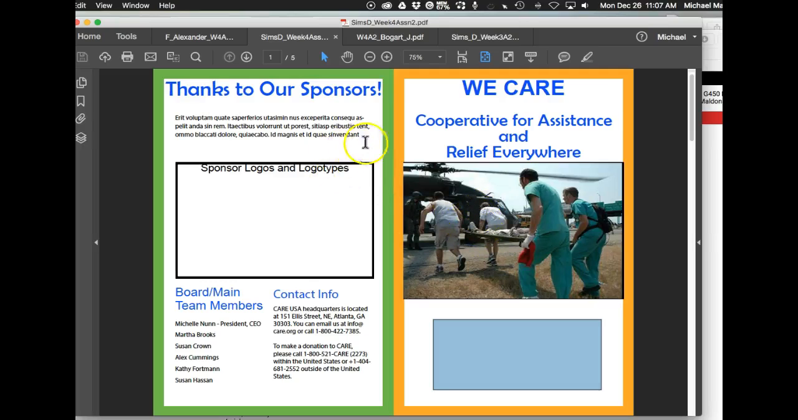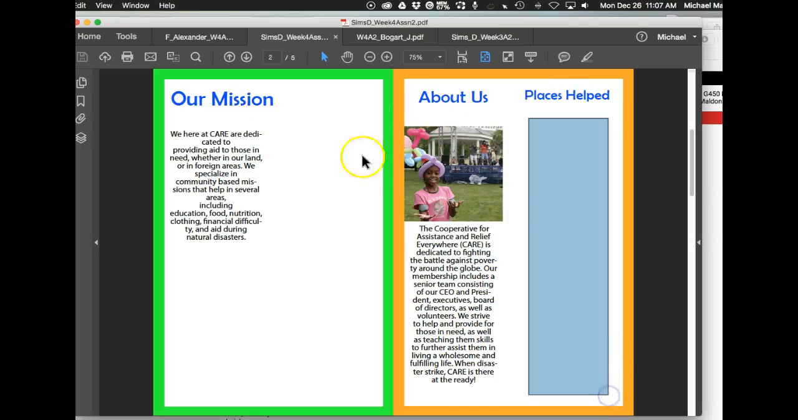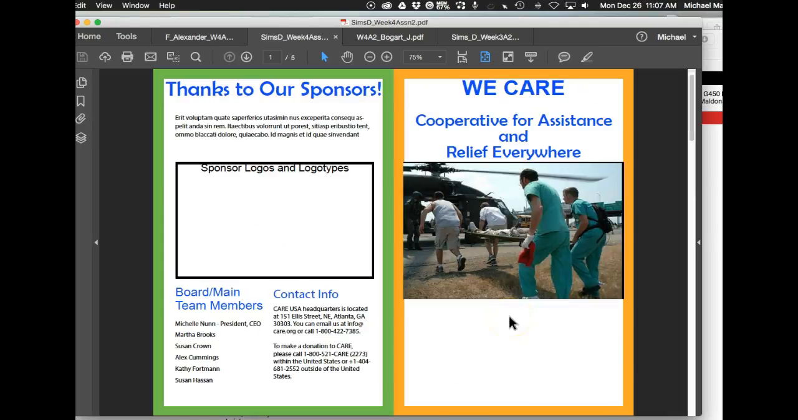You've got lorem ipsum, you've got placeholder text. I do not recommend that at this point. This should be highly developed. About us, places help you. There's no text here. Our mission, good mission. This is good. Okay, let's look at some inconsistencies over here.